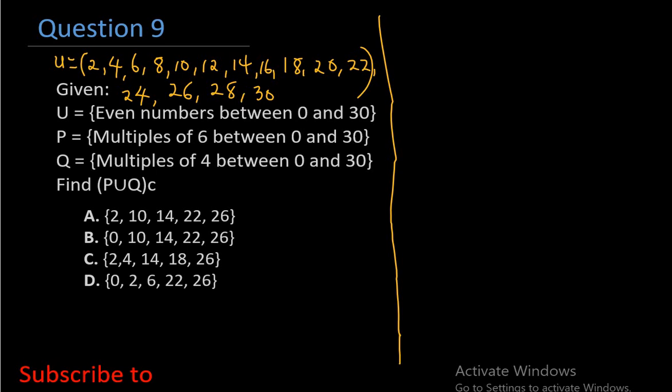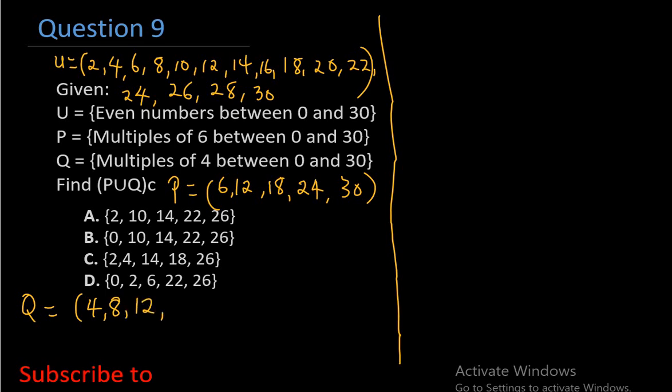Then P is equal to the multiples of 6 between 0 and 30. Let's list them: 6, 12, 18, 24, 30. Then Q is the multiples of 4 between 0 and 30. Let's list them: 4, 8, 12, 16, 20, 24, 28. Okay? Then find (P union Q) complement.